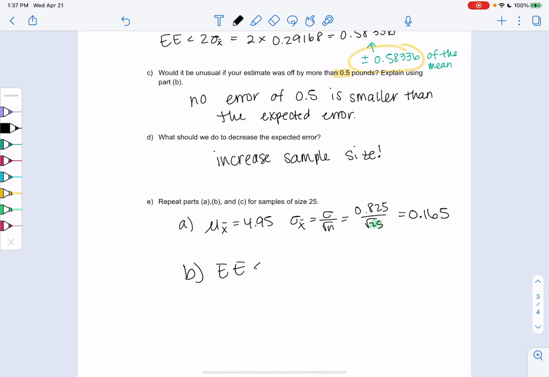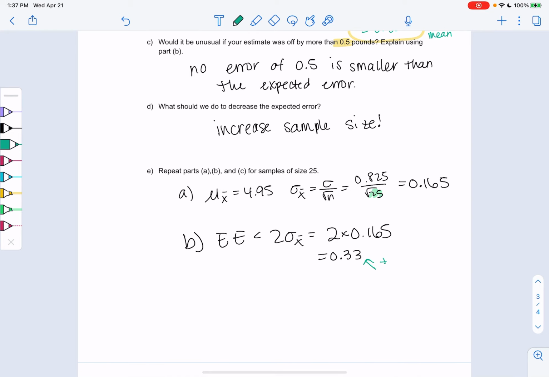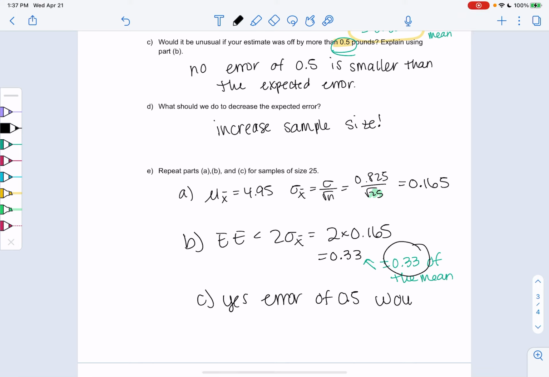So expected error is always within that 2 standard deviations, and that has to do with that 2 cutoff point that we've been talking about over and over. So 0.33. So now we should be within plus or minus 0.33 of the mean. So we should be a little bit closer. So now, would being off by 0.5 be unusual? Yes. An error of 0.5 would be unusual because it's more than the 0.33.